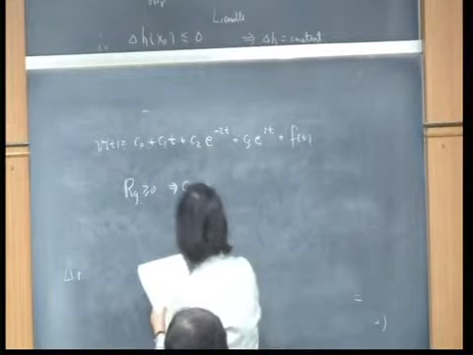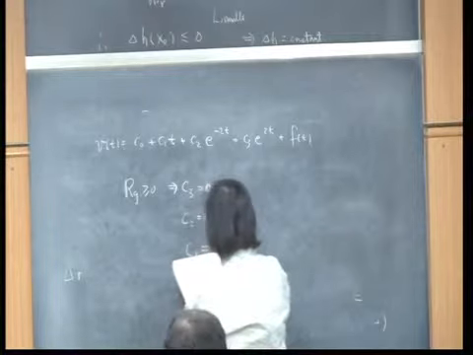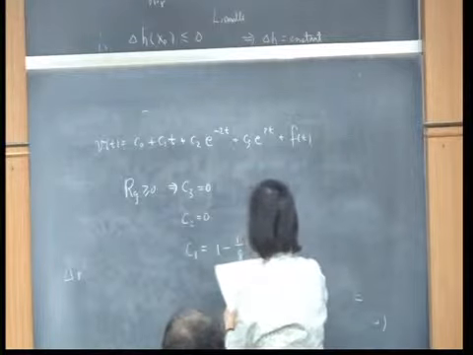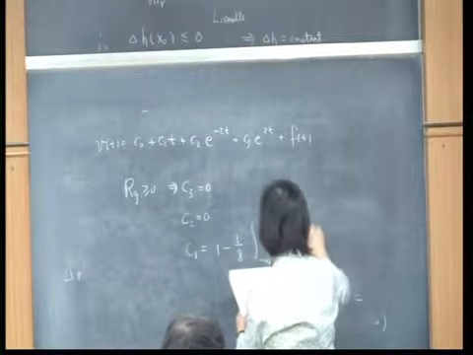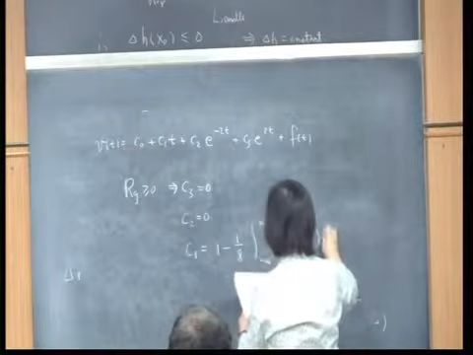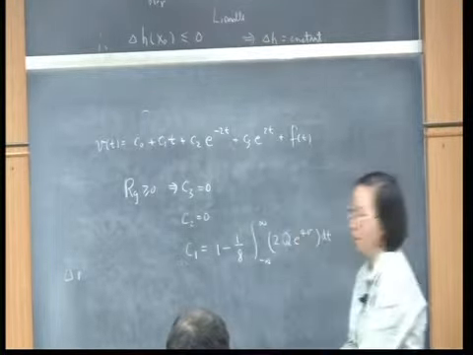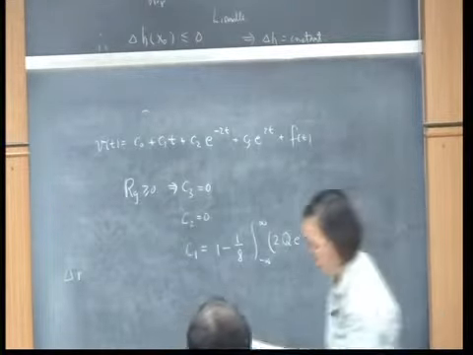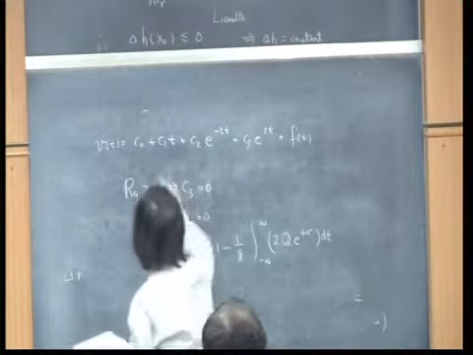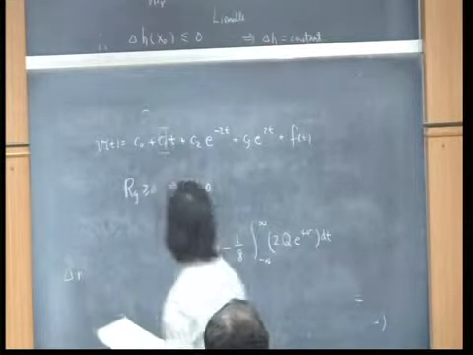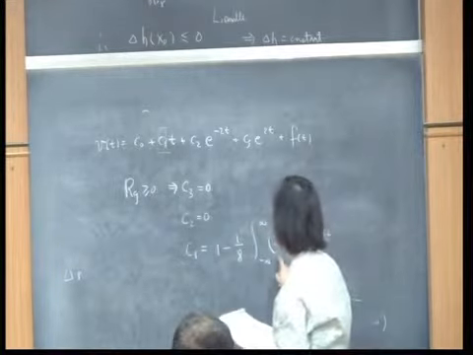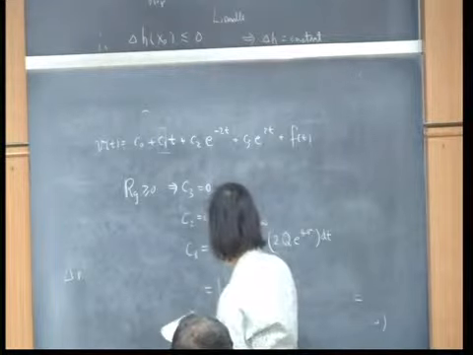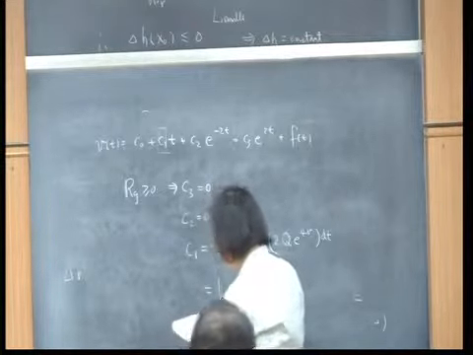And C1 is 1 minus 1/8 of the integral from minus infinity to infinity of this 2q e^{4v} dt. So using this fourth order ODE and this PDE, one can see that. And the only thing one needs to see is that all the behavior information is contained in this C1, and C1 is now the limit as t tends to infinity of v prime t.